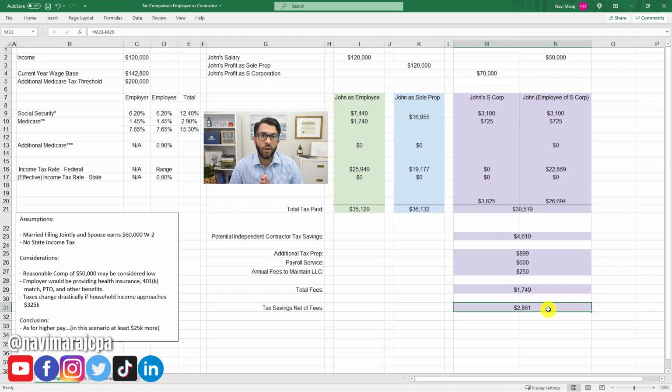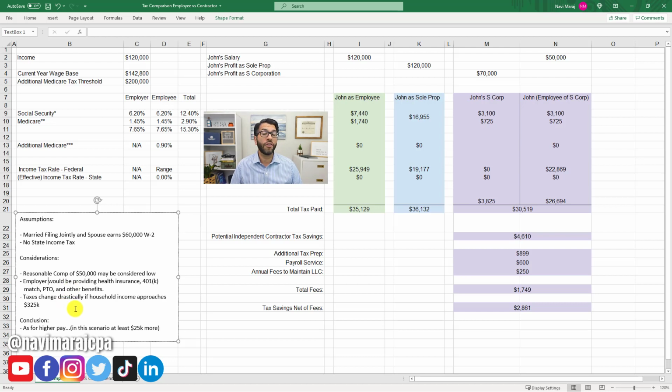So you still might be thinking, okay, this is a great deal. I'm going to save roughly $3,000 in tax. But let's look at some considerations here, right? Your reasonable compensation of $50,000, that might be too low. You might have to pay yourself a little bit more than that to stay out of trouble in the eyes of the IRS. And your employer would be providing some benefits, right? The employer might be saying, hey, I'm going to give you health insurance. I'm going to match your 401k contributions. You're going to get some PTO, right? You're going to get some other benefits, maybe some group life insurance rates or something like that, okay?